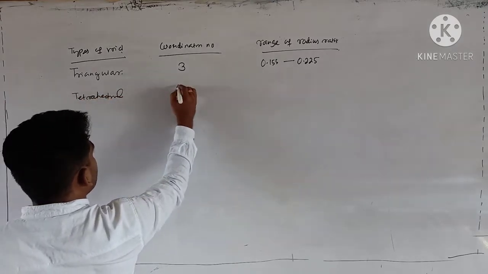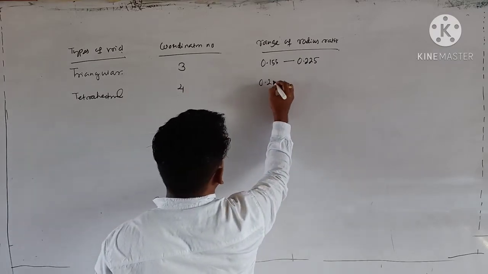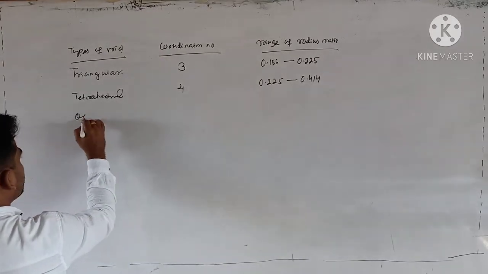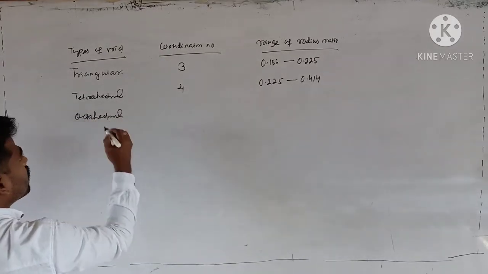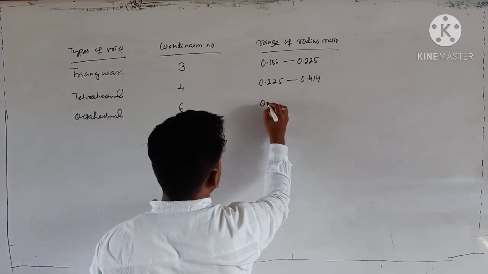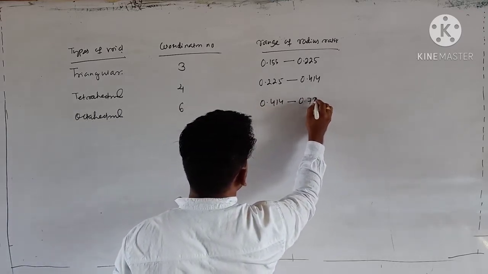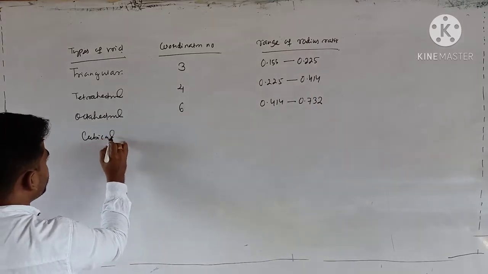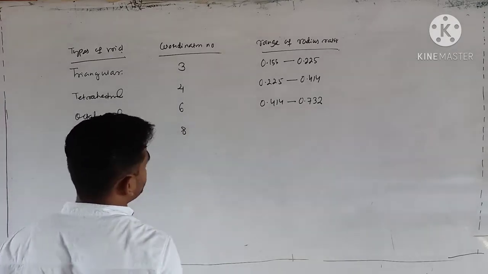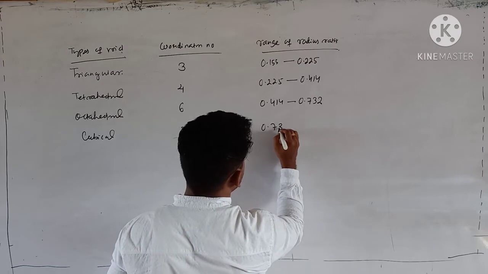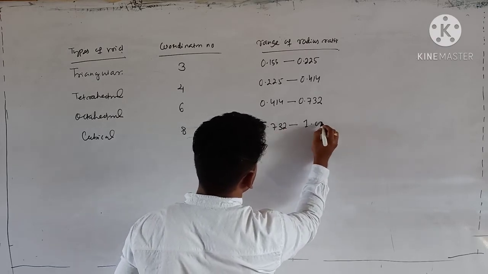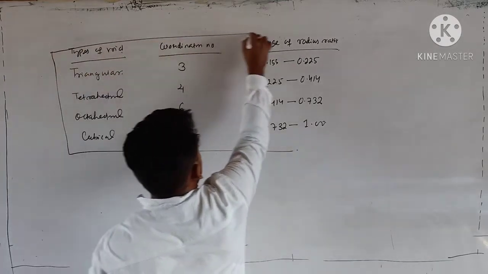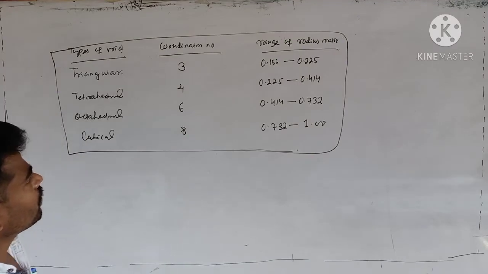Next, for tetrahedral, coordination number 4, the ratio will be 0.225 to 0.414. Next, octahedral, coordination number 6, the ratio will be 0.414 to 0.732. And the final one, the cubical void, its coordination number is 8, and the ratio is 0.732 to 1.0. You just remember this table, very important: the radius ratio range for different voids.